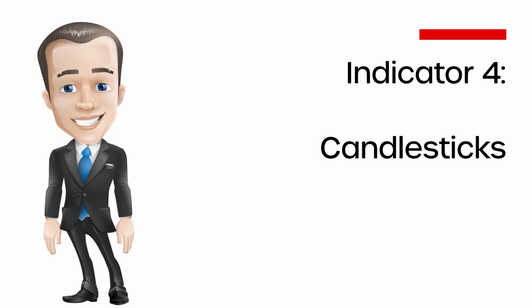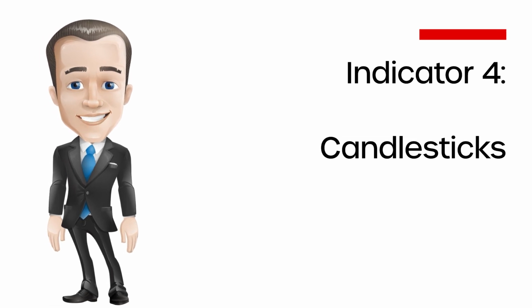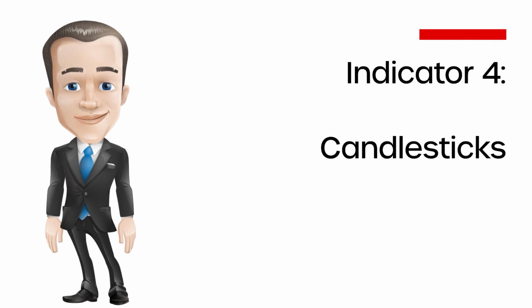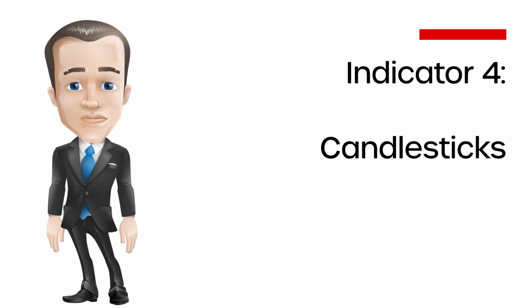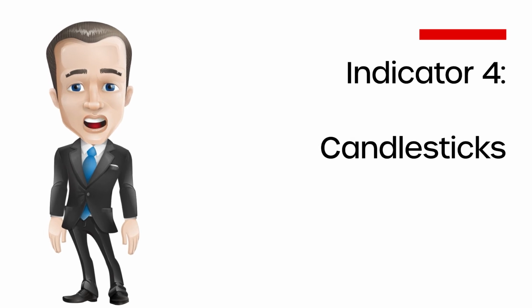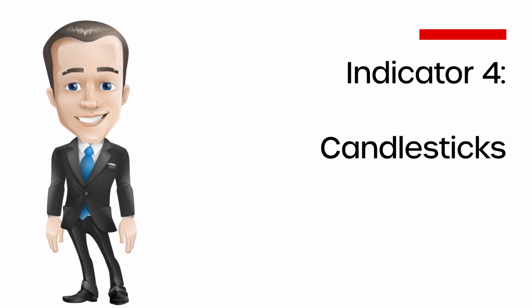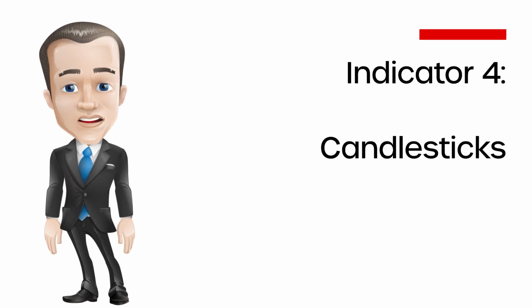Indicator 4, candlesticks. Candlestick charts originated in Japan over 100 years before the West developed the bar and point and figure charts. In the 1700s, a Japanese man named Homma discovered that while there was a link between price and the supply and demand of rice, the markets were strongly influenced by the emotion of traders. Candlesticks show the emotion by visualizing the size of price movements with different colors.